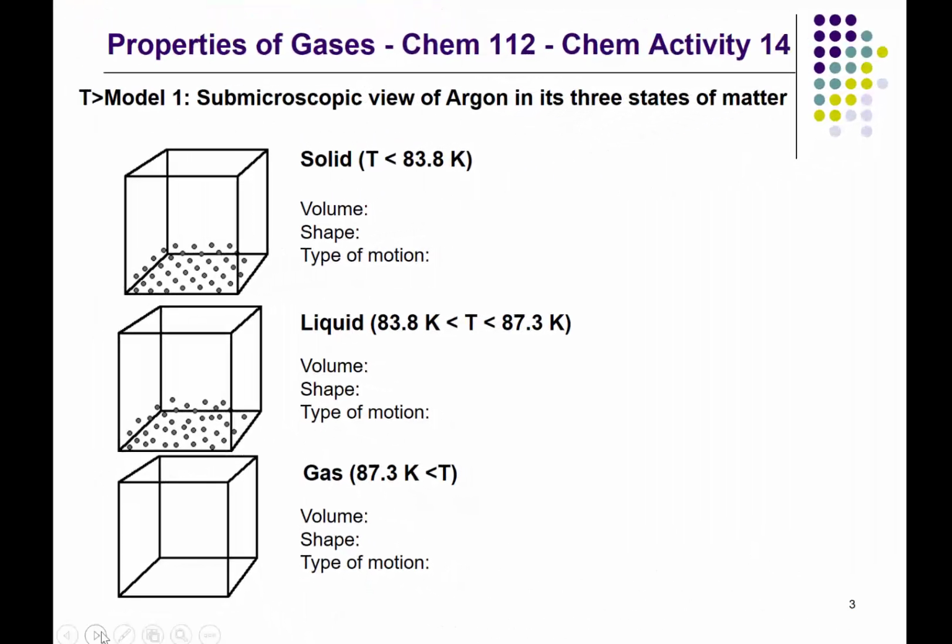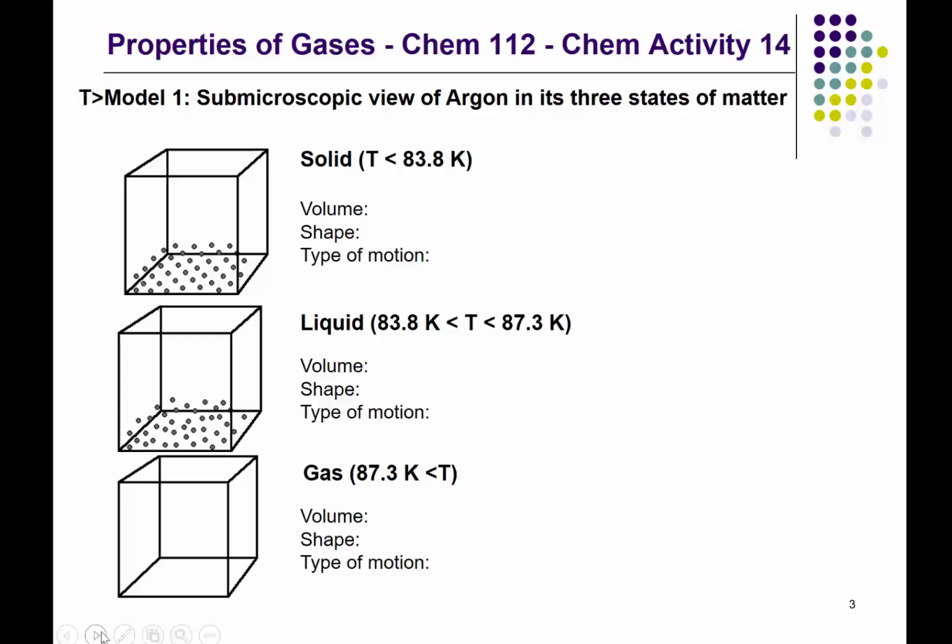Here in teaching model number 1, I'd like to talk you through the submicroscopic view of argon in its 3 states of matter. So in a sense, what we're doing here is visiting the kinetic molecular theory of matter, and will include solids and liquids as a contrast to the properties of gases. Recall that all matter essentially can exist in solid, liquid, and gaseous phases. So while we normally think of argon in its noble gas character as being a gas, it's only a gas at 1 atmosphere pressure and above 87.3 Kelvin.